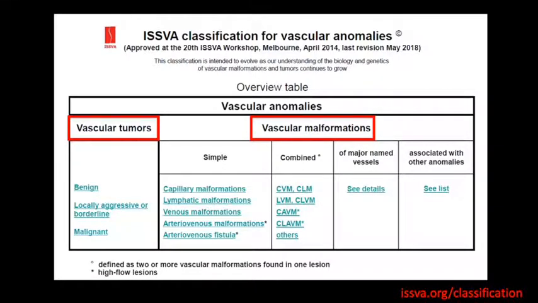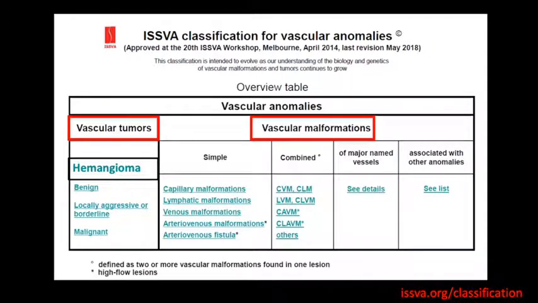So you'll see that this is really based on Dr. Mulliken's work. There are vascular tumors on the left, and hemangioma is by far the most common in this category, but there are other benign vascular tumors as well as locally aggressive or borderline lesions like hemangioendotheliomas, and then malignant vascular tumors such as, for example, angiosarcoma, all in the category of vascular tumors.